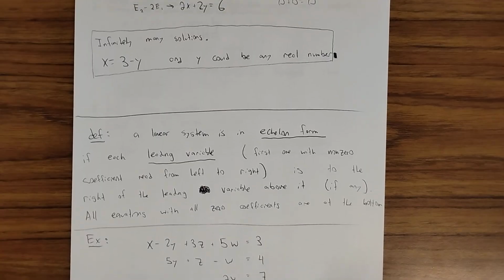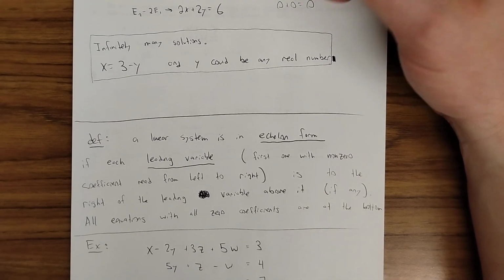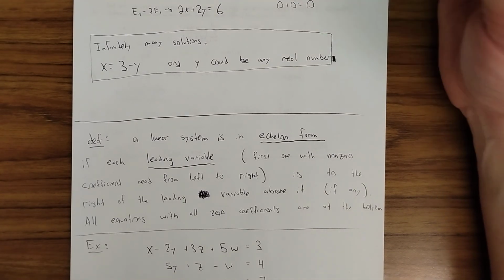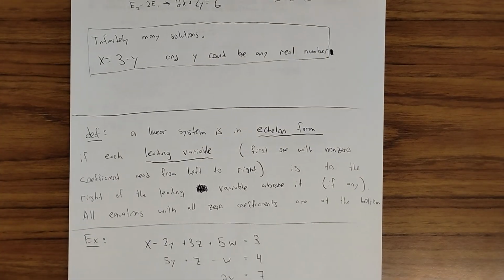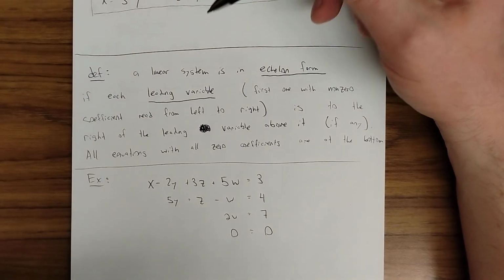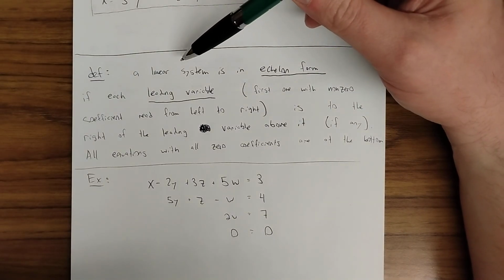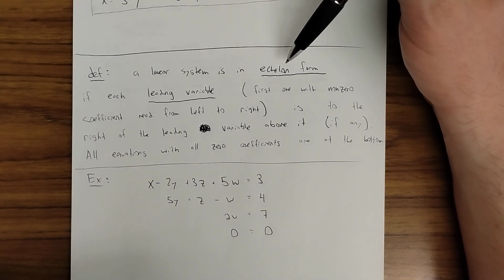Okay, so I used 2x2 systems because I wanted to illustrate these things really quickly. Of course, we're going to talk about 3x3 systems and anything by anything systems in general. So let me talk about some theory here. There's this form that we can get a system in called echelon form.